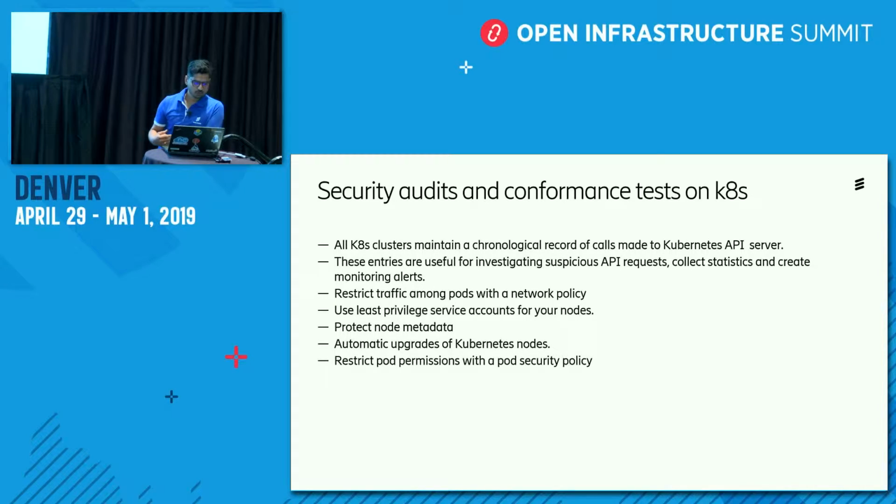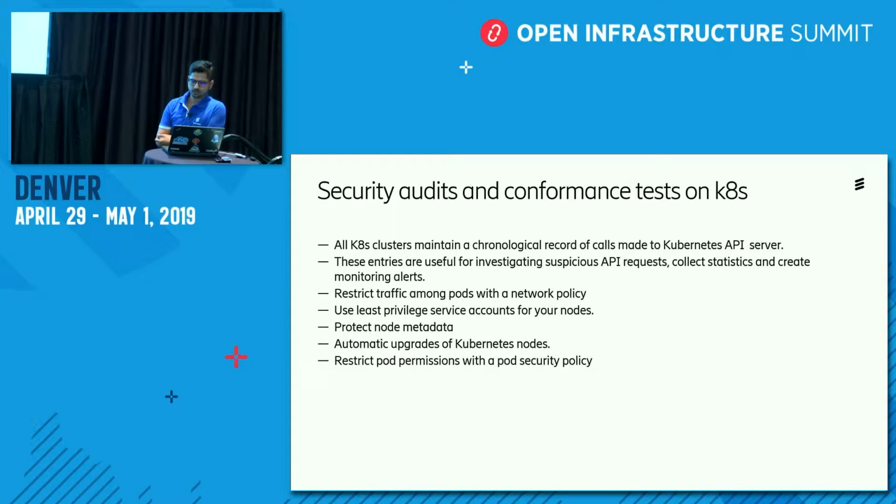Apart from this, we also have the security audits and conformance tests that we need to continuously perform on the Kubernetes cluster. The security audits and conformance tests need to ensure that the record of calls made to the Kubernetes API server are audited, and maintained in chronological order, in the sequence of timestamps. They also need to investigate suspicious activities and API requests, periodically collect statistics and monitoring alerts, and ensure that the network layer is also secure enough.